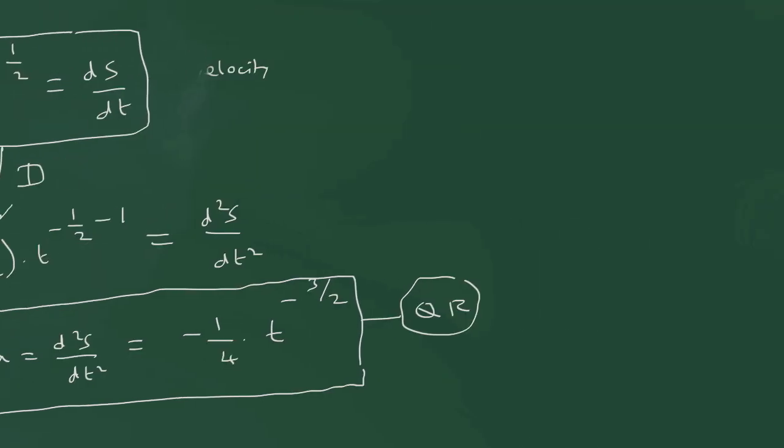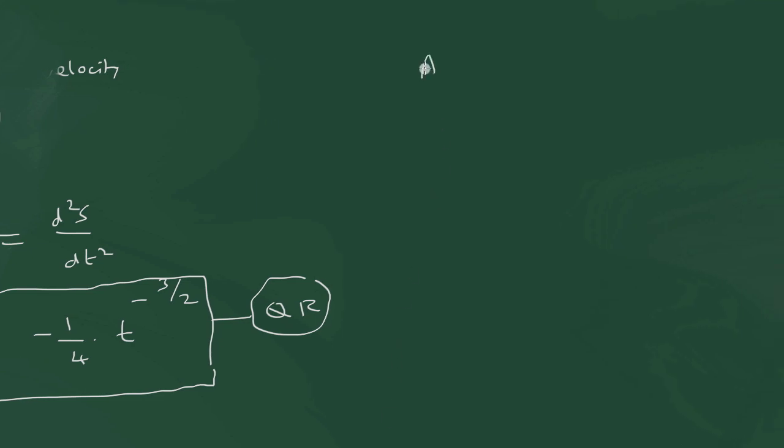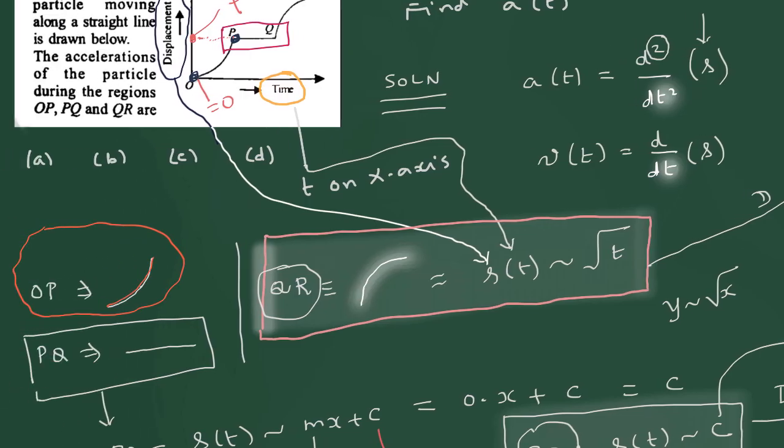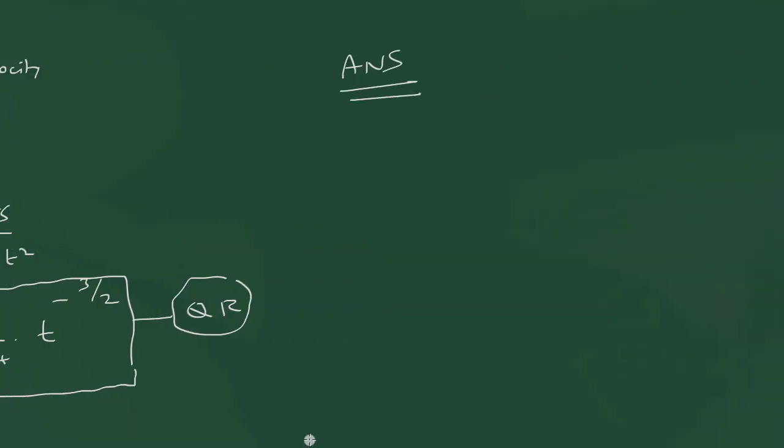Now, what is the answer that you want to write down? So let us see that. The answer is like this. We have three regions. Let me remember the region and go back. OP, PQ, QR. OP, PQ, QR. There are only three regions. In these regions, what is the acceleration? That is the question.